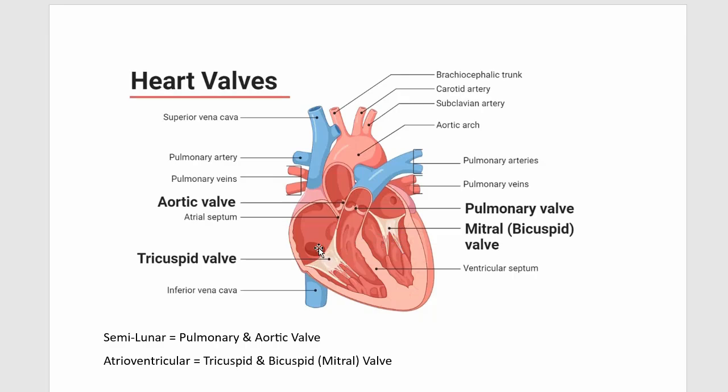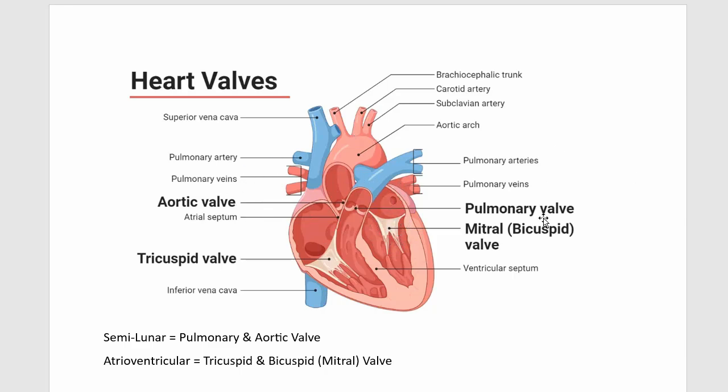Semilunar valves are the ones that go from the ventricle into the arteries. So that's the pulmonary and aortic valve. And then atrioventricular valves are the ones that go from the atria to the ventricle, hence atrioventricular. And this is the tricuspid and bicuspid valve.